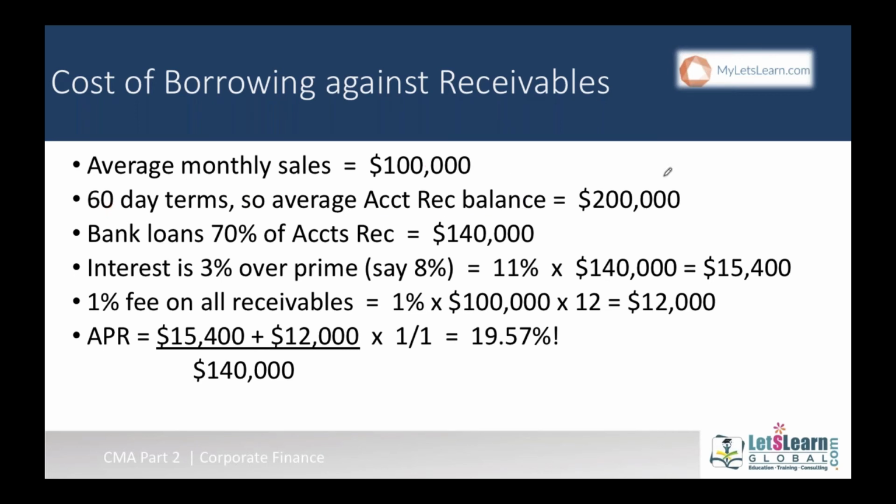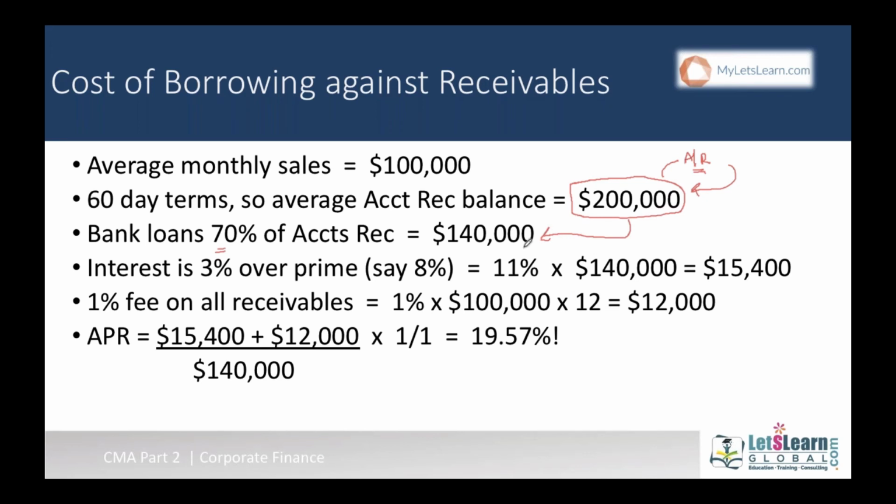And say for example, we approached a bank, saying we always have a 200,000 balance of accounts receivable on our balance sheet. We want some finance on this balance. So we'll give this accounts receivable as collateral, meaning security. Say the bank agreed, but to finance only to the extent of 70% of receivables. So 70% of receivables, the amount you're going to get is 140,000.